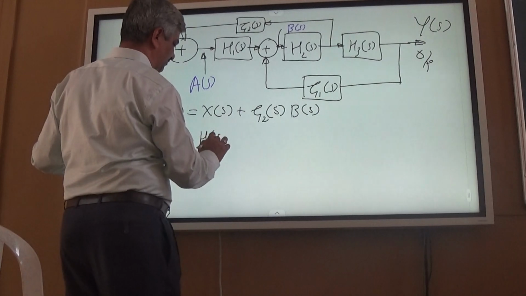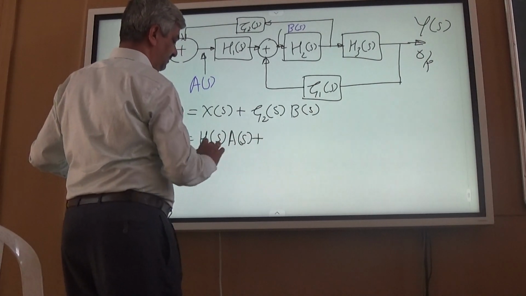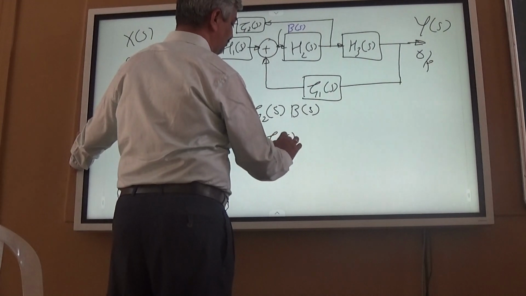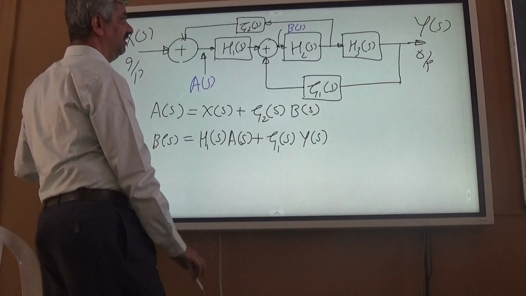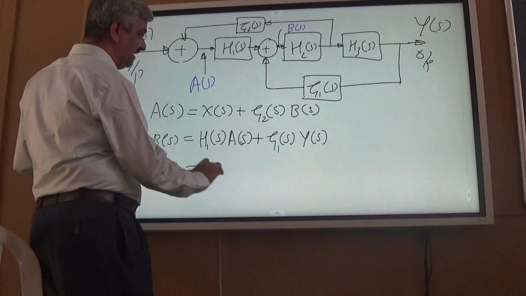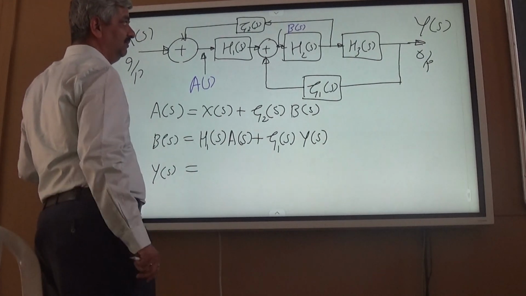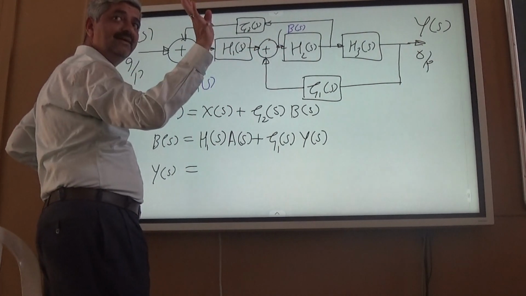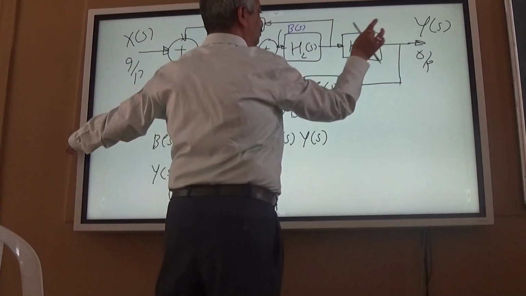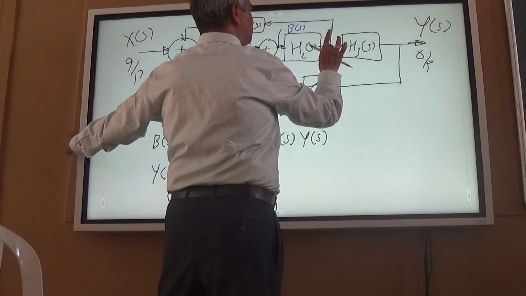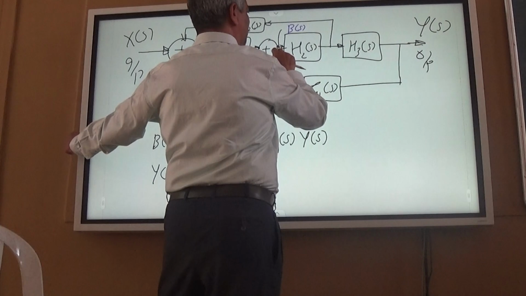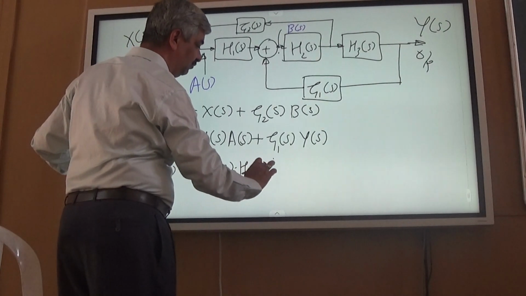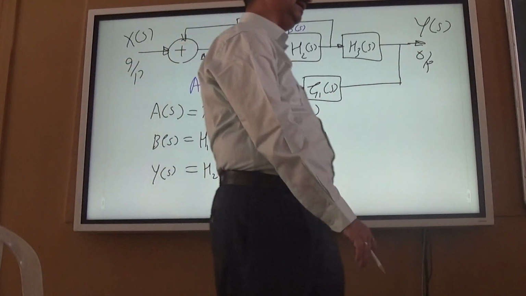B(s) is equal to H1(s) A(s) plus G1(s) into Y(s). Now how to write Y(s)? Y(s) is equal to, main equation, H2(s) H3(s) B(s), right? Y(s) is equal to this into H3(s). What is this? This is B(s) into H2(s), so H2(s) into H3(s) into B(s). So how do we proceed ahead?